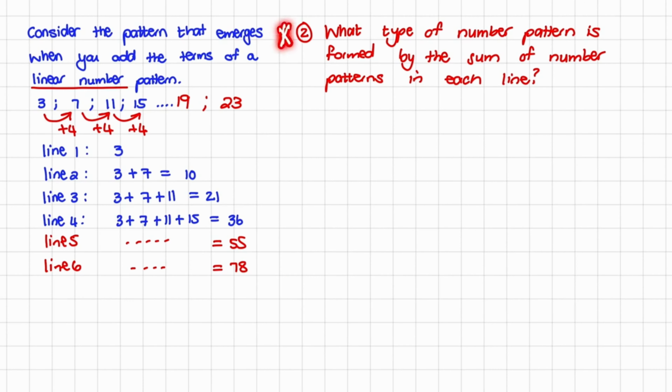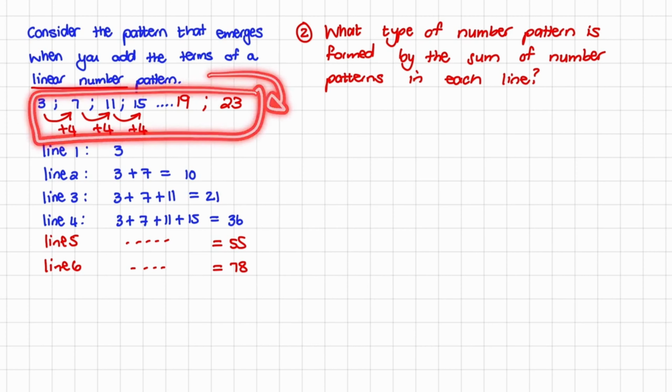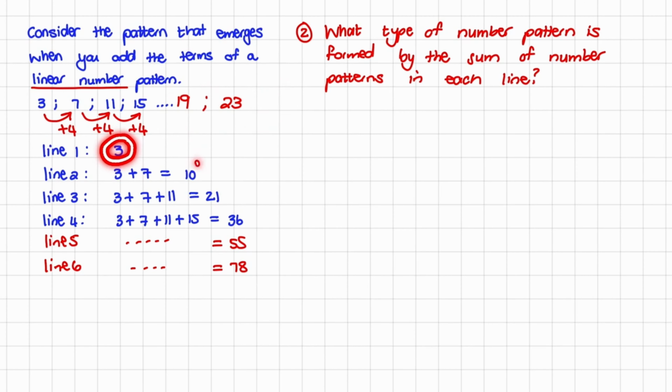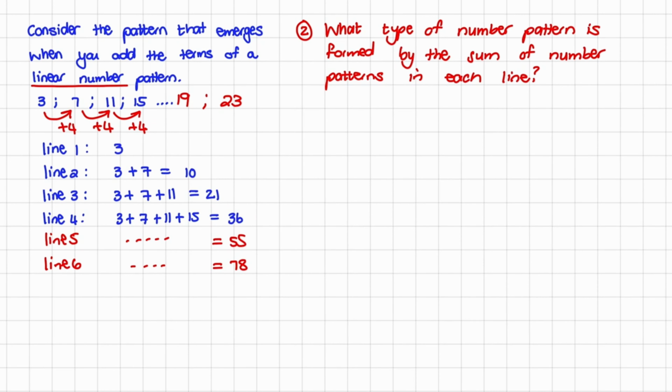The next question is, what type of number pattern is formed by the sum of the number patterns in each line? So they're not concerned about this number pattern. We know that that is linear. They want us to create a number pattern with the sum of each line. So if I consider 3, 10, 21, 36, 55, and 78, let's see what type of number pattern this is.